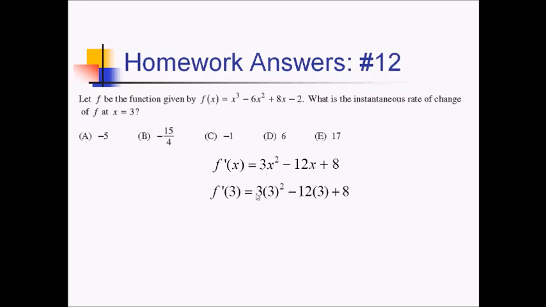I've got, let's see, 3 times 3 squared is 27. This is minus 36, so that's negative 9. Plus 8 gives us a grand total of negative 1. So choice C.